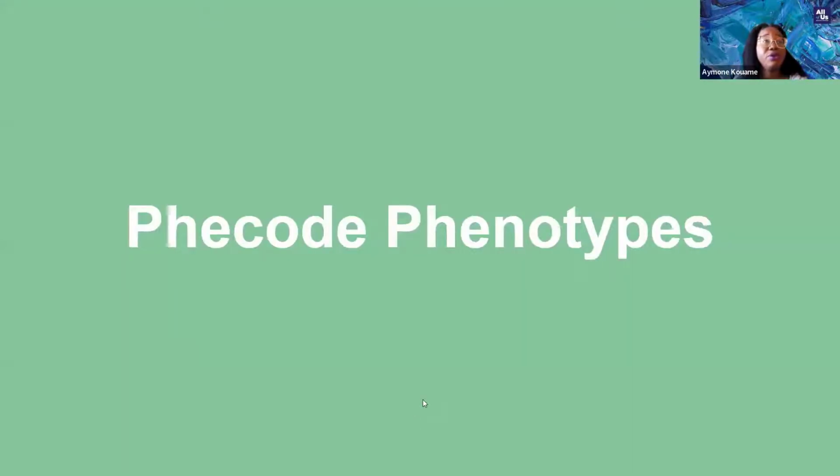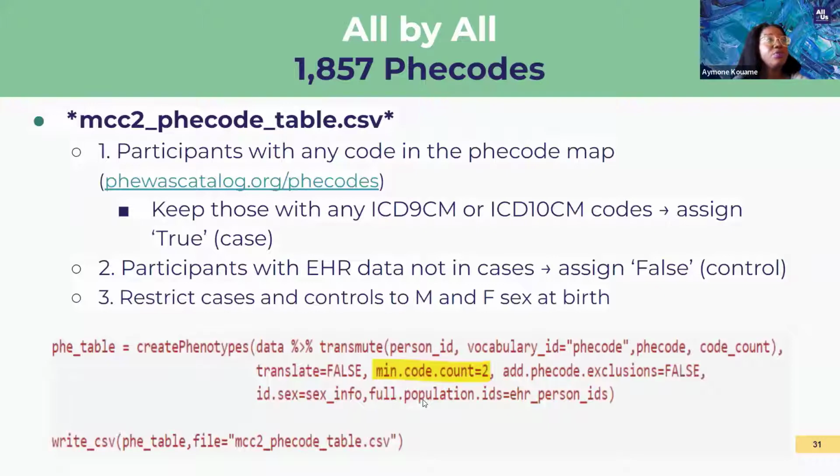Now let's look at the Phecode phenotypes. For this, we use the Phecode map on the PHIWAS catalog website, and we queried any participant that had any of these Phecodes in the Phecode map, and then we kept those with ICD-9 and ICD-10 codes, and those were our cases. And then the controls were anybody with EHR data that were not in the cases. So that was the controls.